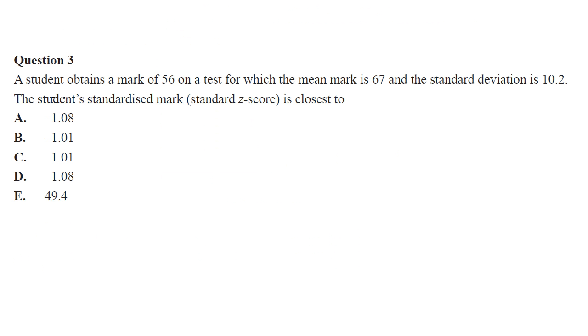Question 3 said, a student obtains a mark of 56 on a test for which the mean mark is 67. Okay, we've got a mean of 67 and a standard deviation of 10.2. The student's standardized mark, standard z-score, is closest to. So for this we need to use the formula for z-scores, which is z equals x minus the mean of x over the standard deviation of x.